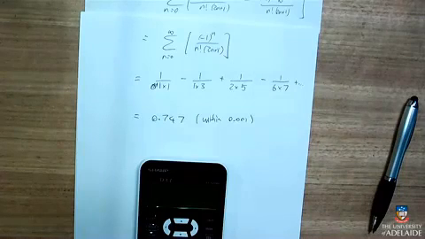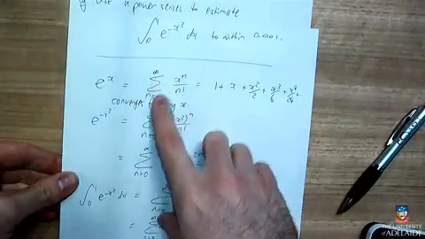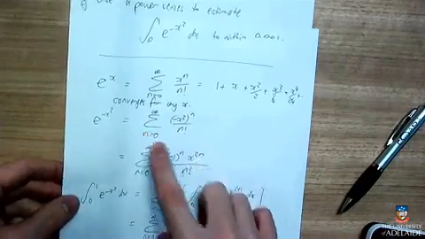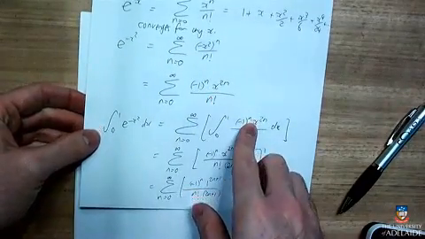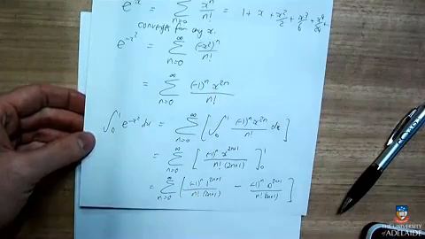I don't know if that's how you're supposed to do it, but I have used the main things, which is I know a power series for e to the x, which means I can find a power series for e to the x squared, and I know I can integrate each term separately because that's part of the theory of power series.